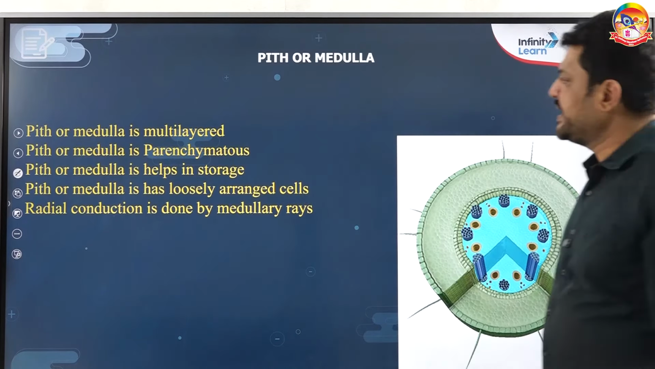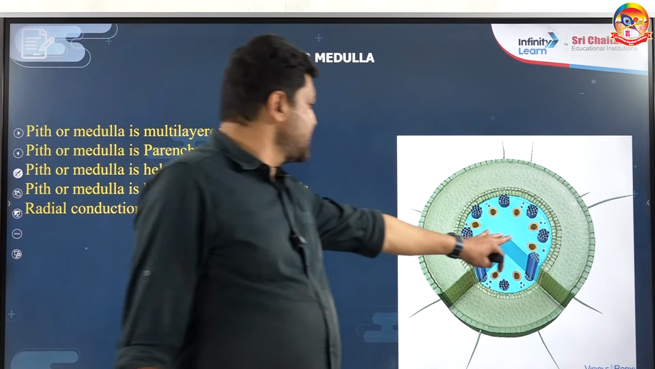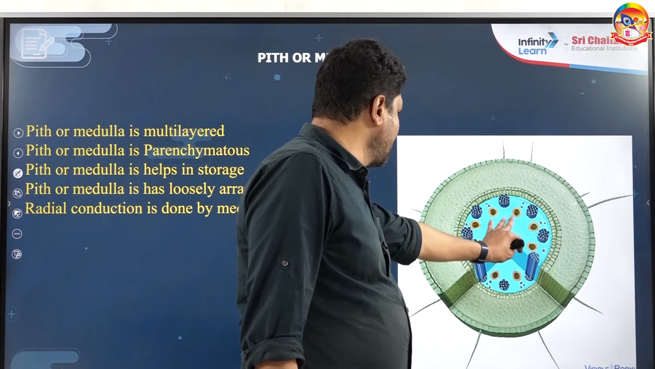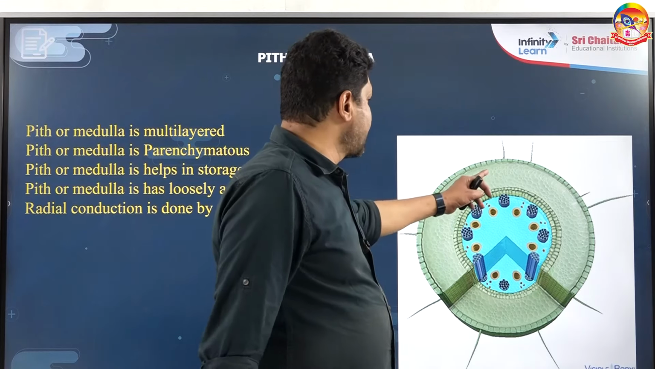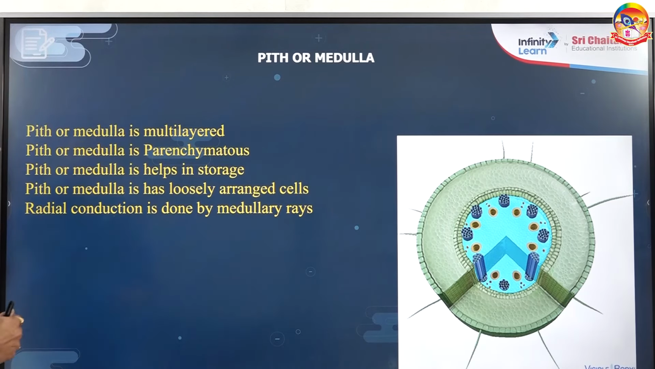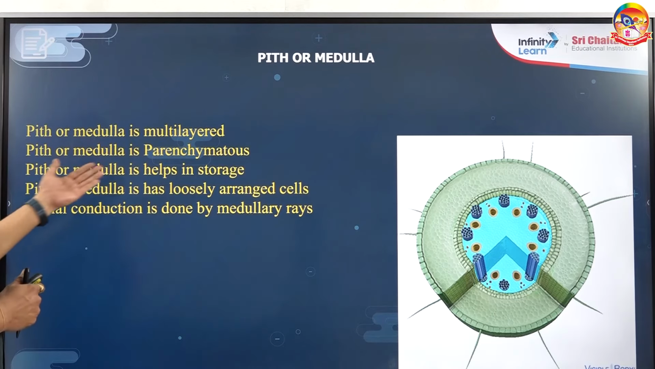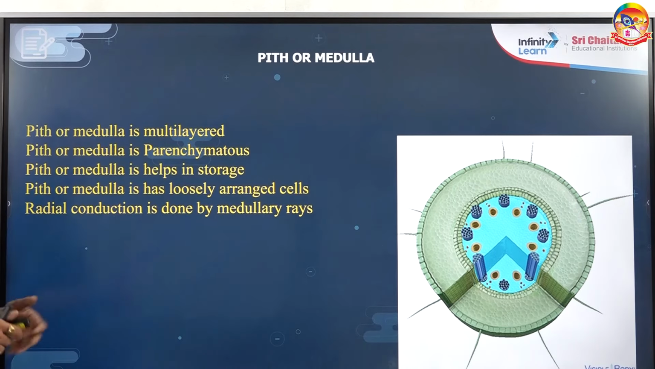Next, pith or medulla. Pith or medulla is multi-layered and present in the central part. Can you see this violet or blue color part? This is pith or medulla. This is general cortex. Pith or medulla is multi-layered, parenchymatous, and helps in storage. It has loosely arranged cells.